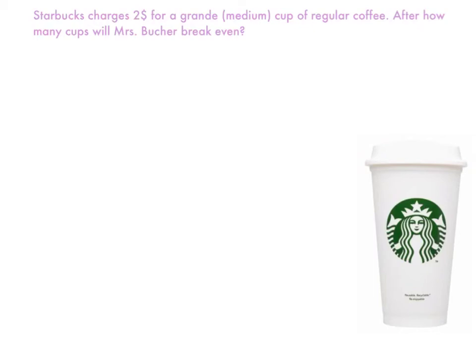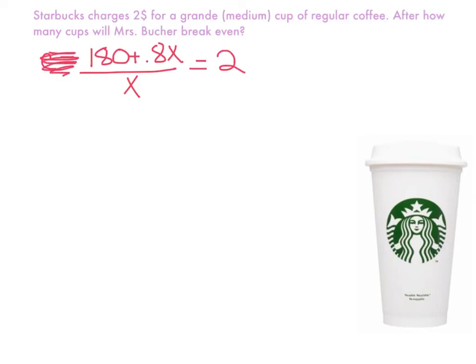Okay, same question, but now Starbucks charges $2 for a grande cup of coffee. After how many cups will Mrs. Bucher break even? So we're going to take our average value equation that we came up with, the cost per cup, 180 plus 0.8x all over x. And we want to know, when is that cup going to equal $2? So we'll just plug a 2 in for C. So now all we have to do is multiply both sides by x. We get 180 plus 0.8x equals 2x.